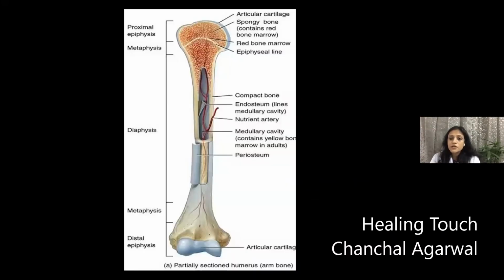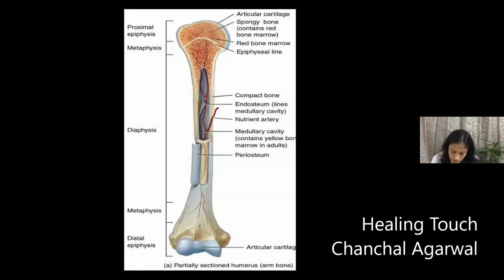Keep this picture with yourself. This is a complete picture which gives all the detail which you need to know about the bone. What you need to see is this upper part, which is called the epiphysis. Just listen to what I'm saying. Keep this picture and listen to what I'm saying. No need to write it down.